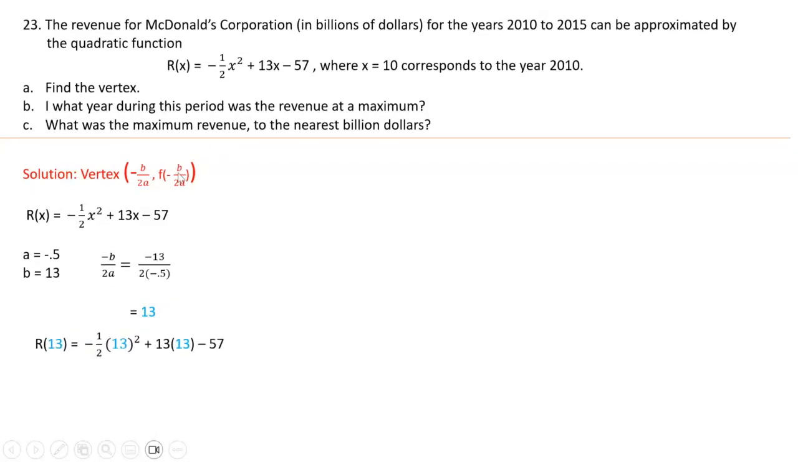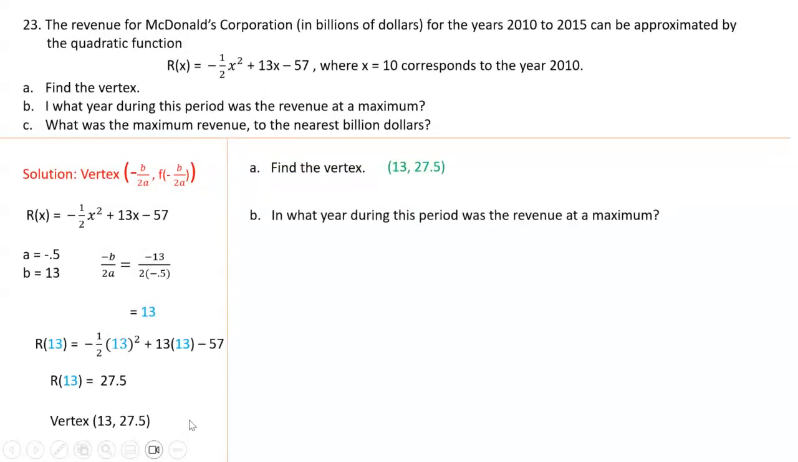Now, to find the y part of the vertex, all we do is plug 13 into the original function. And we use our calculators. It's going to give us 27.5. So the vertex is (13, 27.5). Right, so that's my vertex.